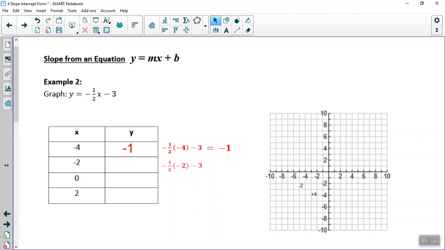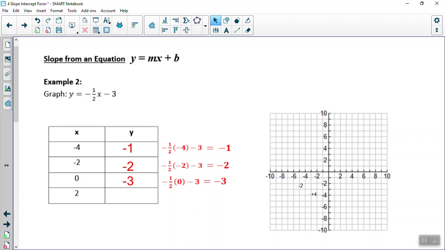Now I'm going to do -1/2 times -2 minus 3. So that gives me a +1 minus 3, which gives us a -2. Now I can substitute 0 in for x. Remember, substituting everything in for that x right there: -1/2 times 0 minus 3. We end up with -3.